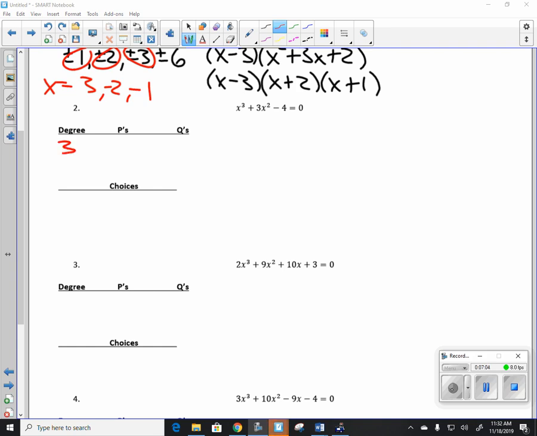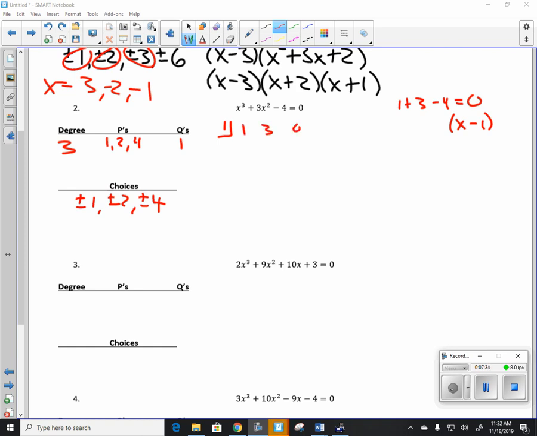Third degree, my P's, 1, 2, and 4. My Q's, 1. My choices are plus minus 1, plus minus 2, plus minus 4. So that means if there are solutions, they must be one of these 6. I try 1, and 1 works. 1 plus 3 minus 4 is 0. That means that x minus 1 is a solution or a factor of the polynomial. x minus 1 is a factor.